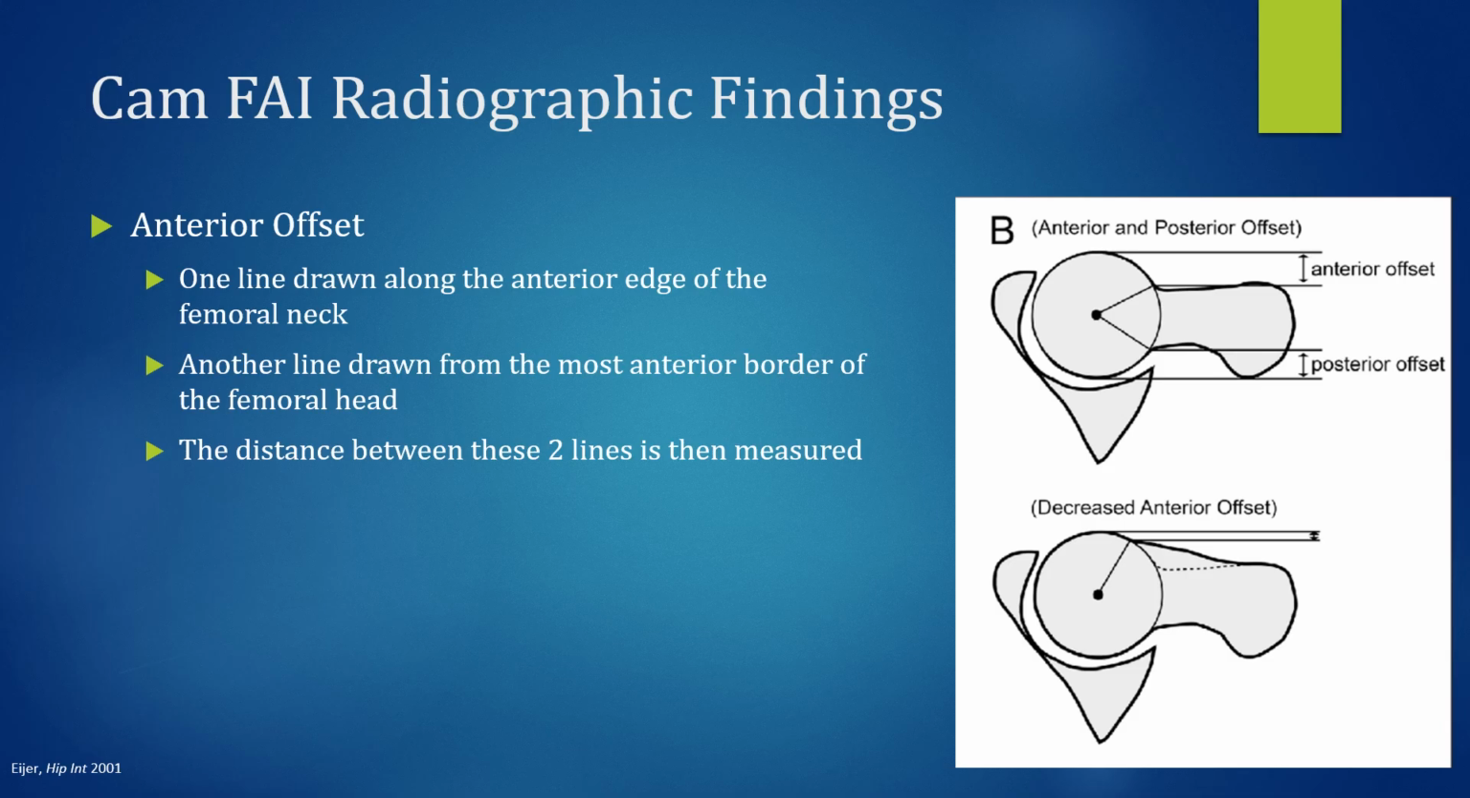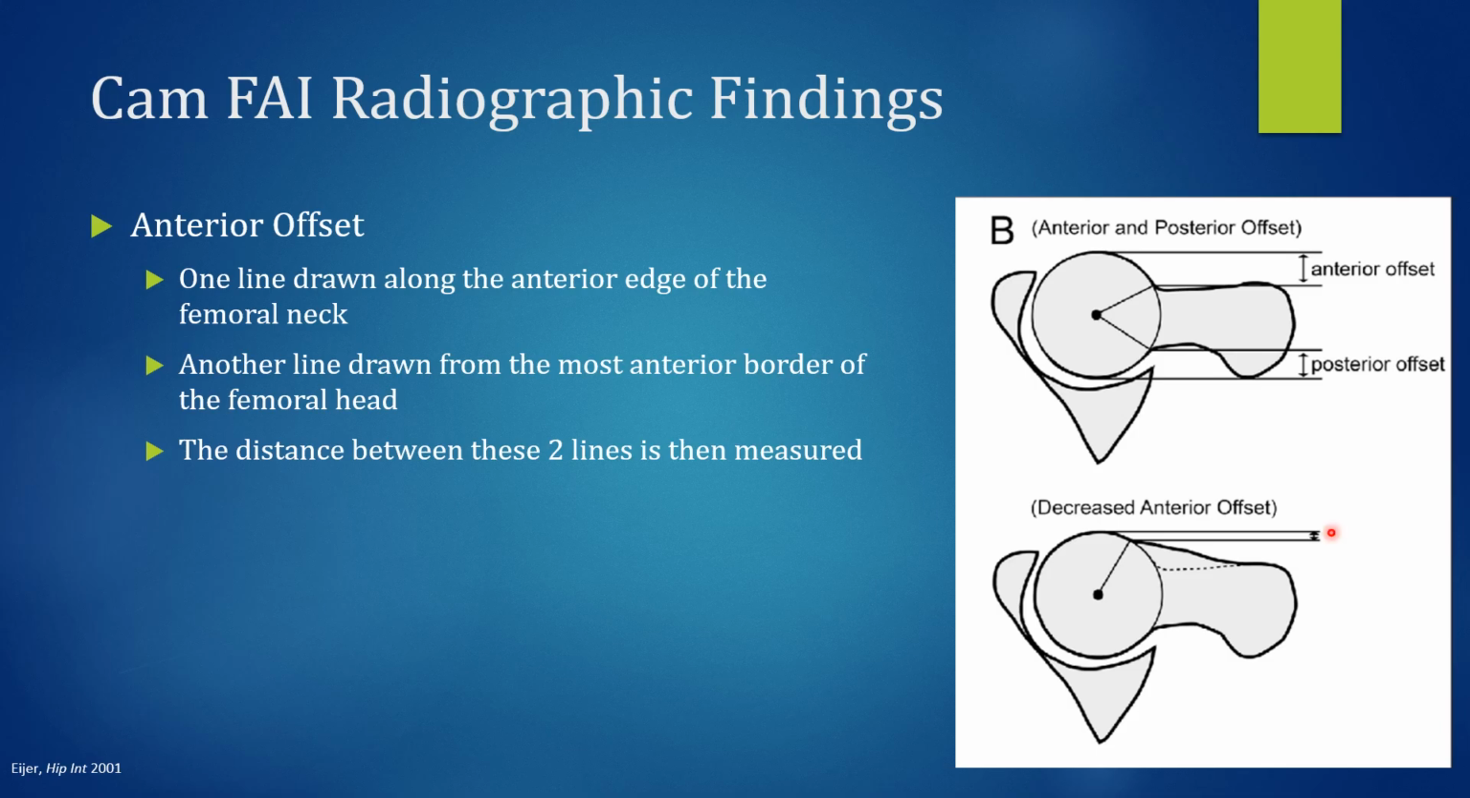Another common measurement when assessing cam FAI is the anterior offset. To measure the anterior offset, one line is drawn along the anterior edge of the femoral neck. A second line is then drawn from the most anterior border of the femoral head. The anterior offset is the distance between these two lines and is oftentimes measured in millimeters.